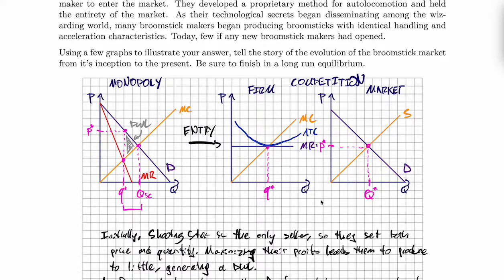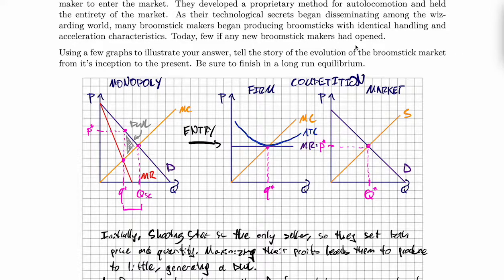Okay, so to do this, we have to establish a market price. Perfectly competitive firms are price takers. They look at the market, decide what the market is doing, and pick their quantity accordingly. So we have a supply curve, we have a demand curve, we have our equilibrium price and quantity. This price then becomes the marginal revenue curve and the demand curve for the perfectly competitive firm. We have a marginal cost curve for the firm, and we're told that in our long-run equilibrium, few, if any, new broomstick makers had opened.